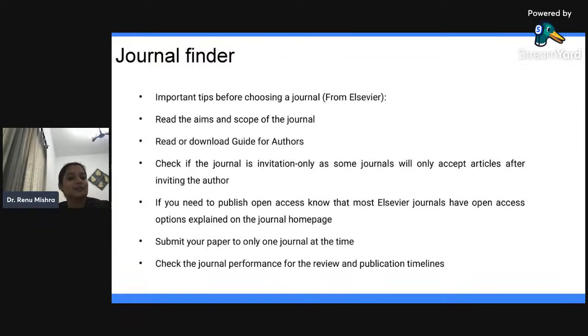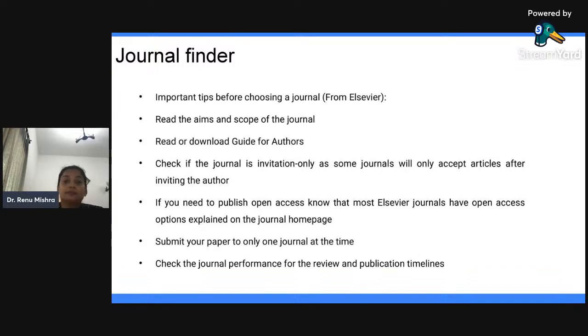So there are certain tips to choose a journal. It's very important to go for the aims and the scope of the journal. Do not forget to download the guidelines for the author. Why am I saying so? Because somebody has asked that their paper gets rejected, or how to make sure that your paper gets accepted.